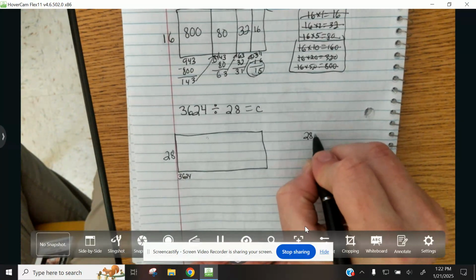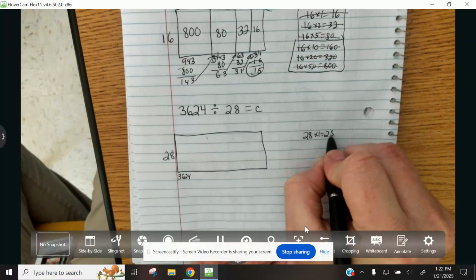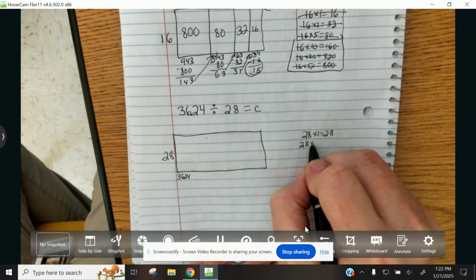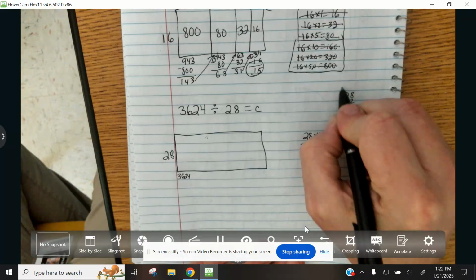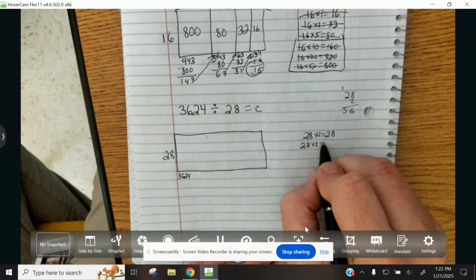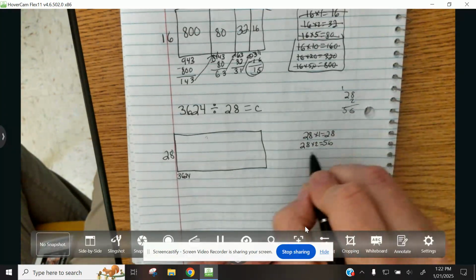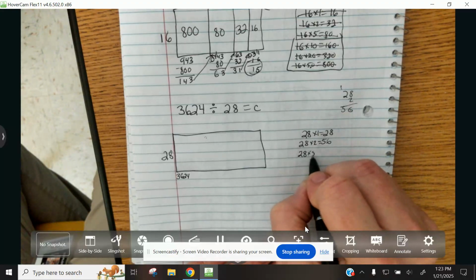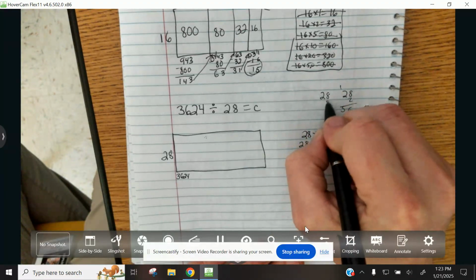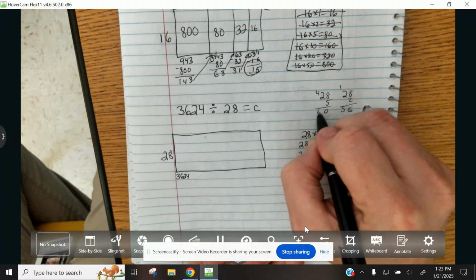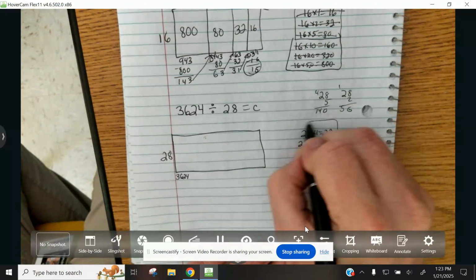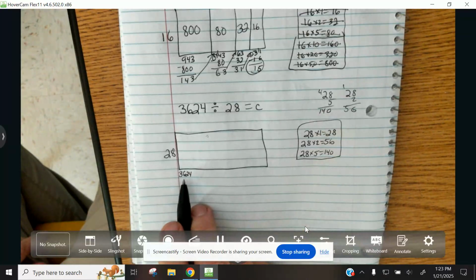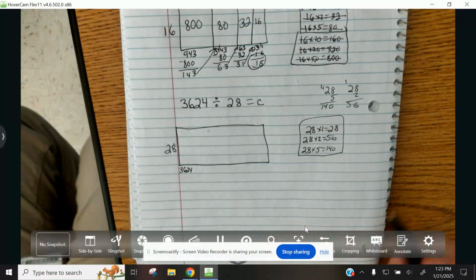So 28 times 1 is 28. 28 times 2, I can't do in my head, so I wanted to make sure I'm right. 56. And 28 times 5, I again want to do my quick little side work. And that's 140. Put a box around it. I need to get to 3,624, so I have to go a little bit further.